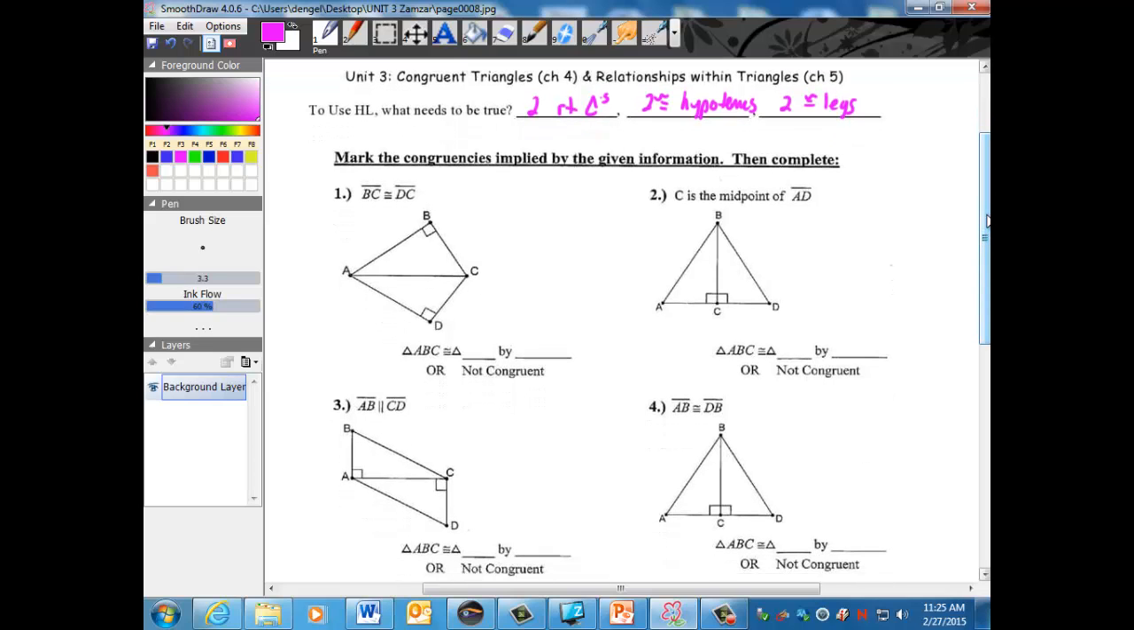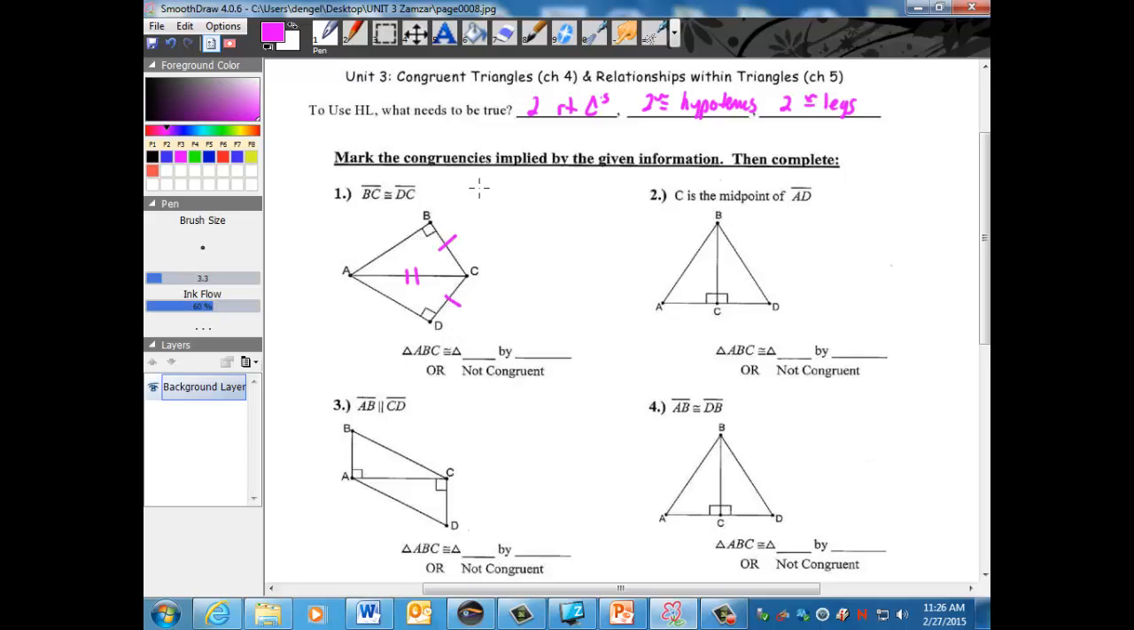So as I look at these problems down below, it's saying mark the congruencies implied by what's given. So we're given BC is congruent equal to AD. We'll put a mark here. Also, by reflexive, AC is congruent equal to AC. And so we're being asked, are these triangles each congruent or are they not? Well, these triangles are congruent.